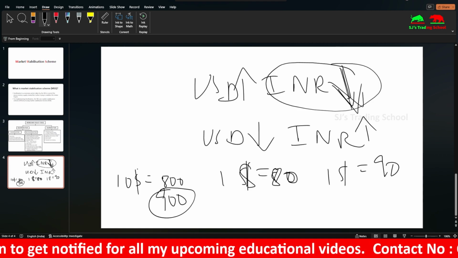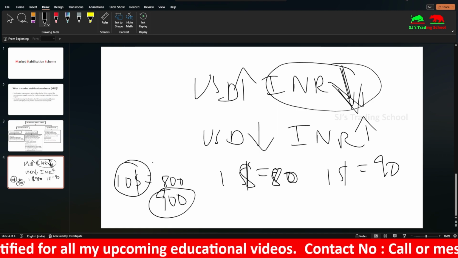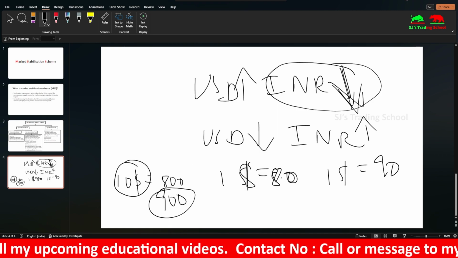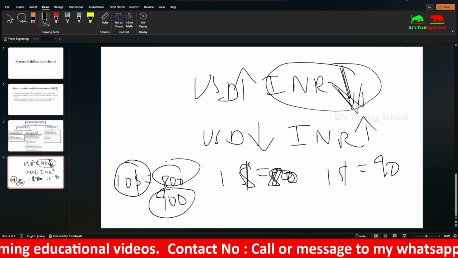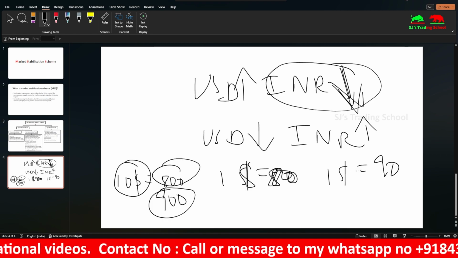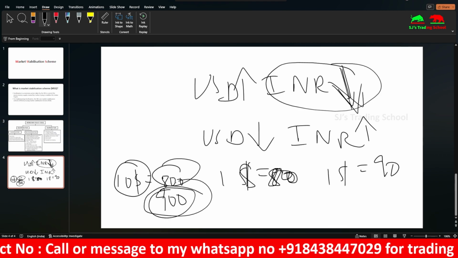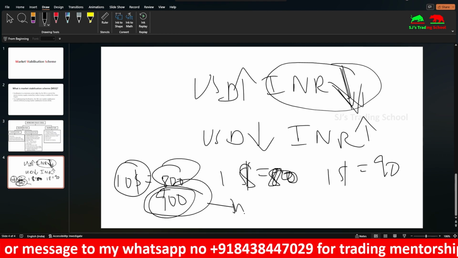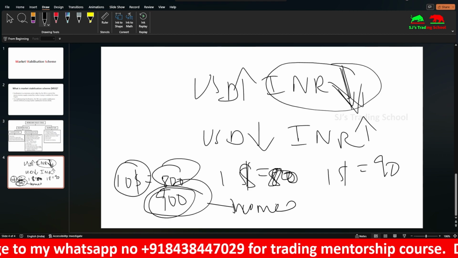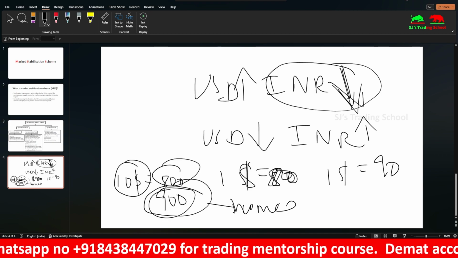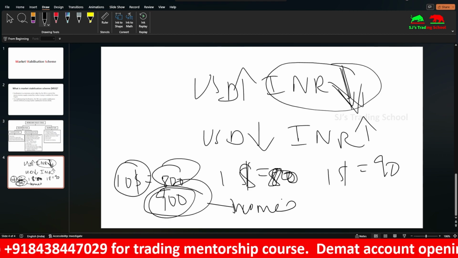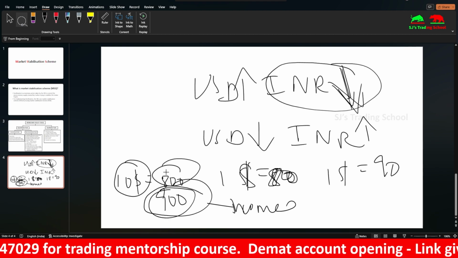For example, if I am exporting $10 worth of goods when the rate is 80 rupees, I will get 800 rupees as income. But if the dollar appreciates and the Indian rupee depreciates, I will get 900 rupees as my income. So for exporters it is good, but for importers it is bad. If you are importing, this is bad. So one positive, one negative.